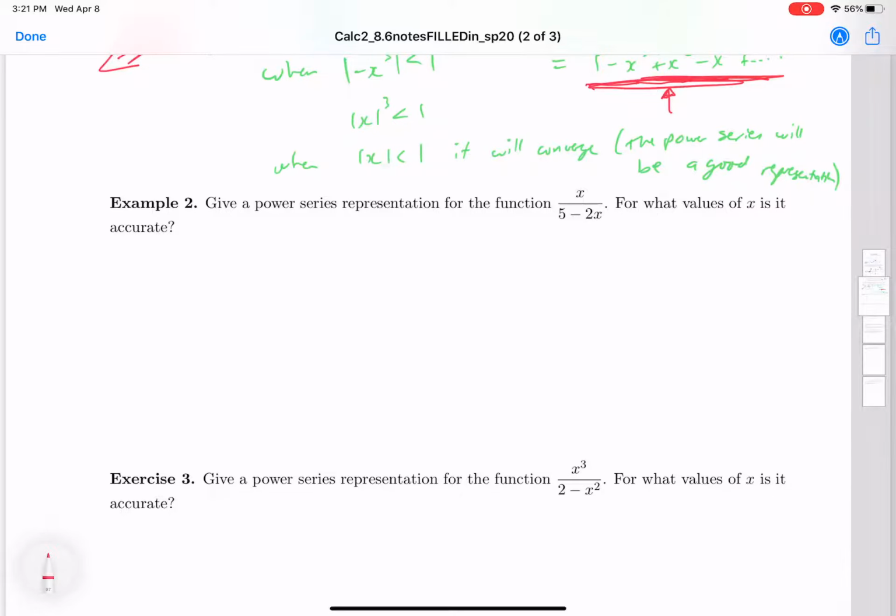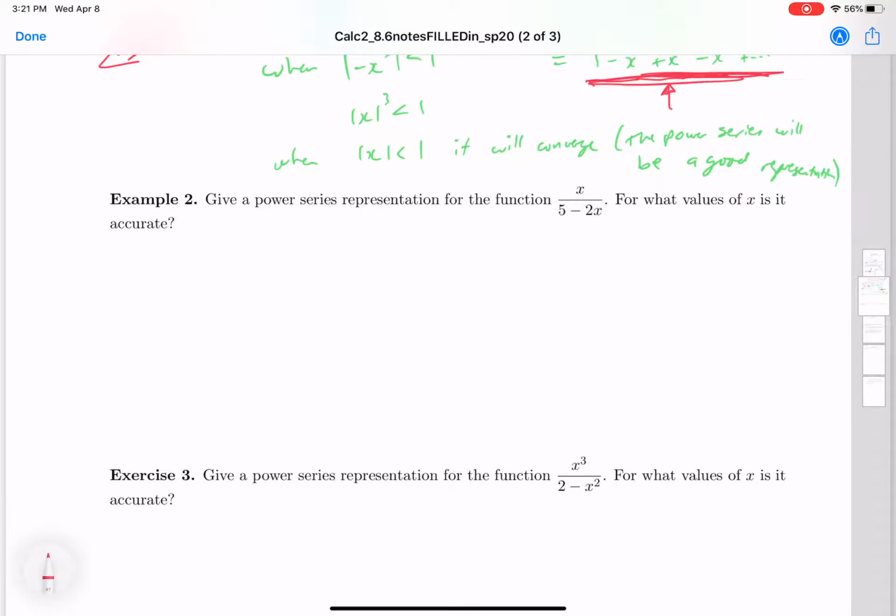Okay, for example 2, we're going to do something just like we did in example 1. It's just a little more complicated to get it to look in the right form. Remember, the idea is we want this to look like 1 over 1 minus x. And so what I'm going to do is start with x over 5 minus 2x.